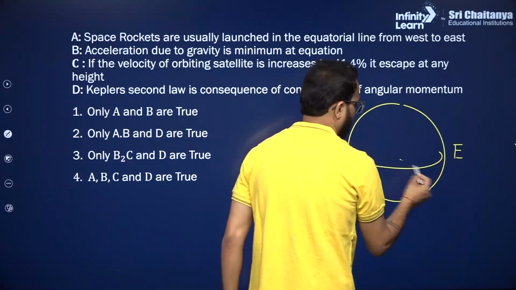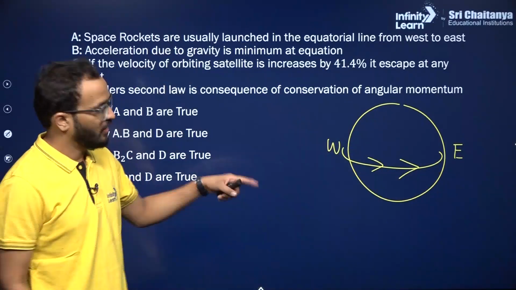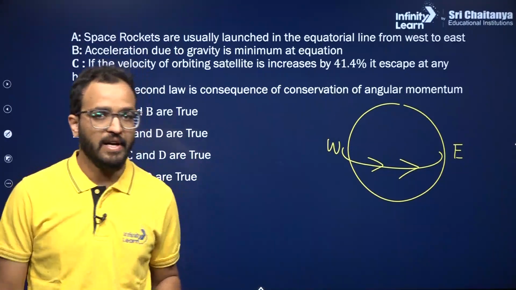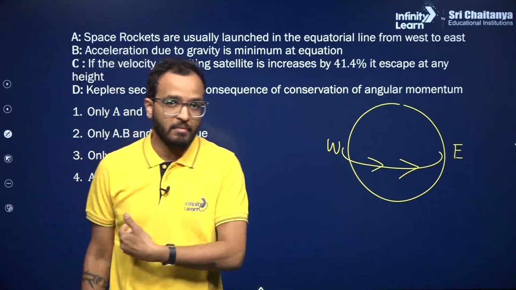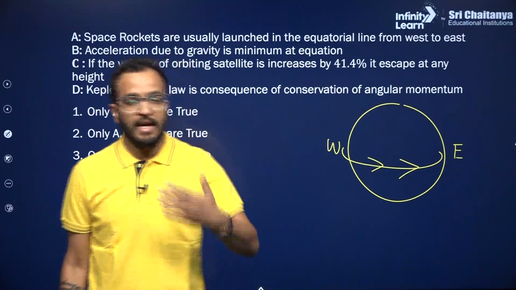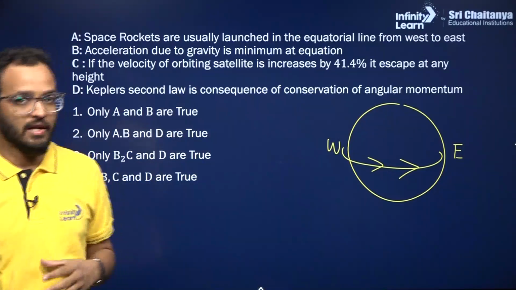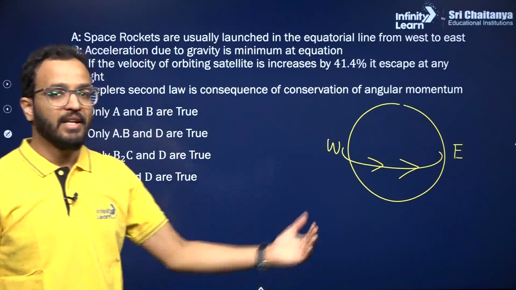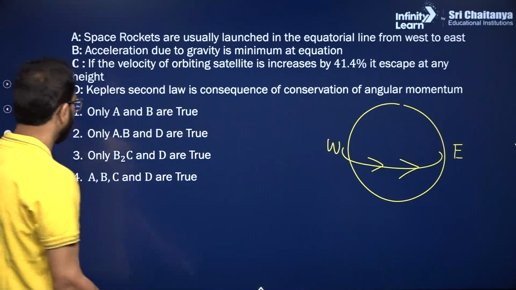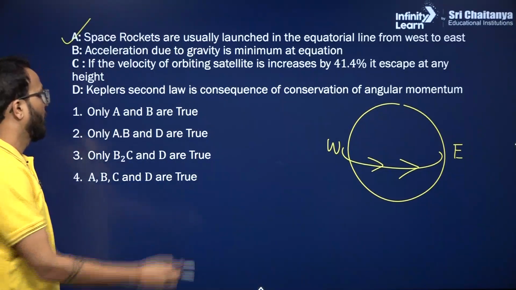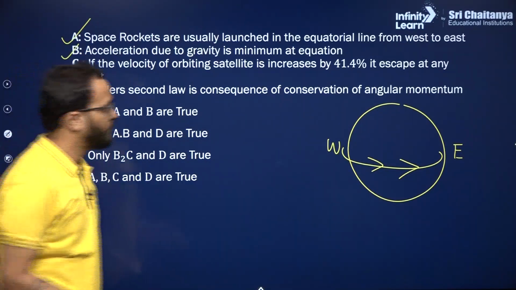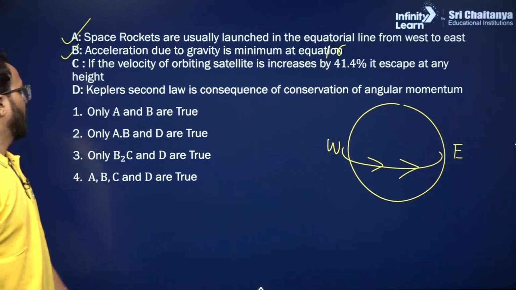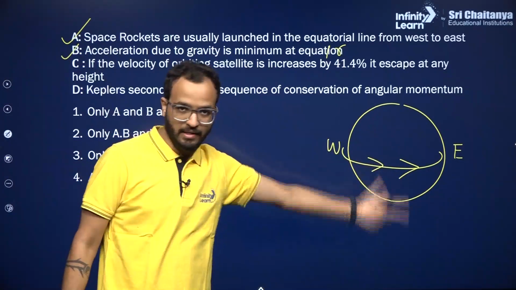That means the earth is rotating like this, and we know that the earth is spinning at a very high rate. That is why, in order to take advantage of the rotational speed of the earth, it is highly beneficial for us to launch a satellite from west towards east, so that we can take advantage of the rotational speed of the earth. Definitely good, true. Acceleration due to gravity is minimum at the equator, right?